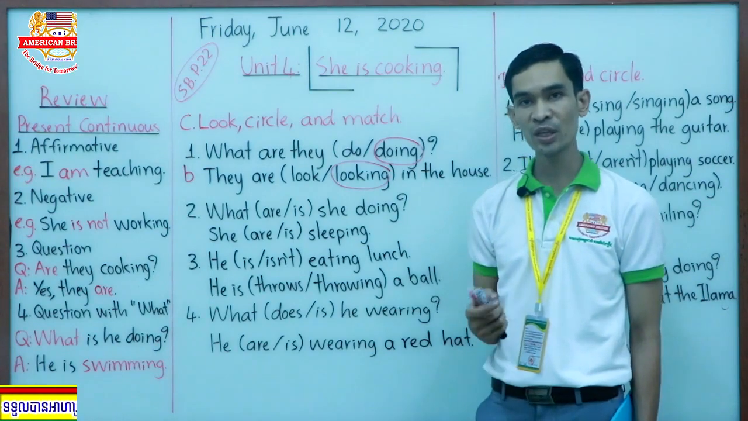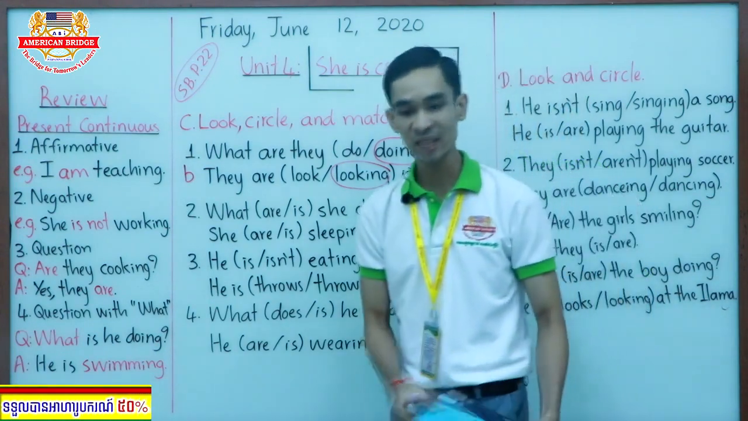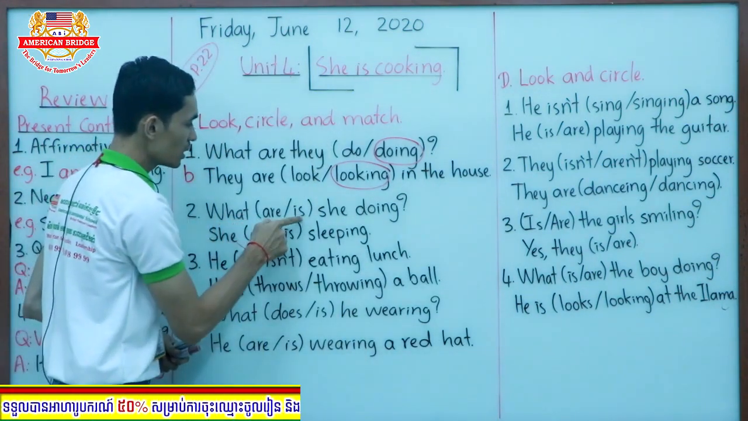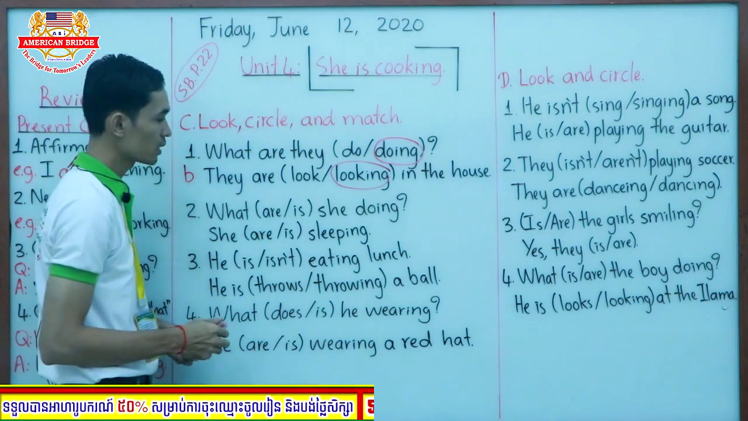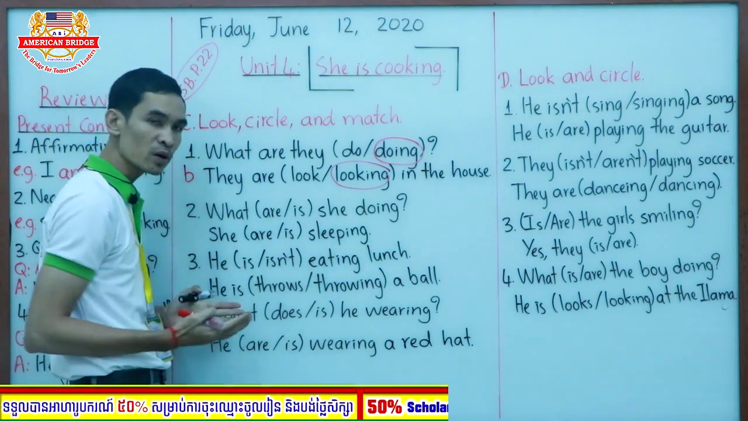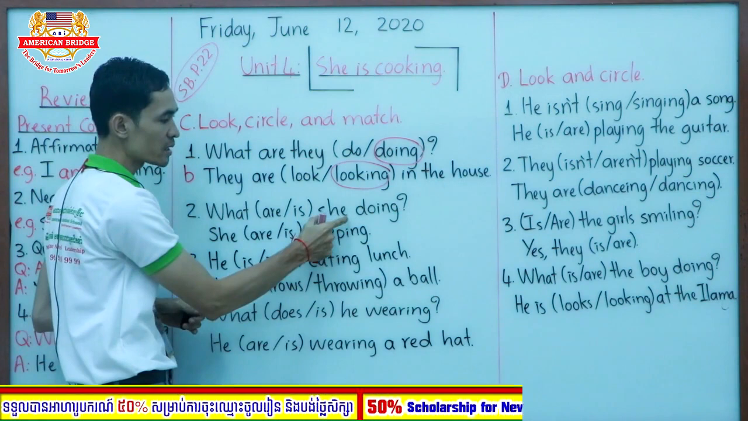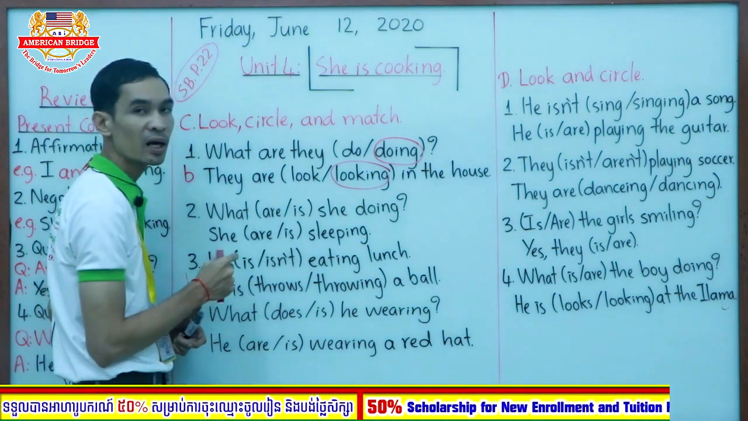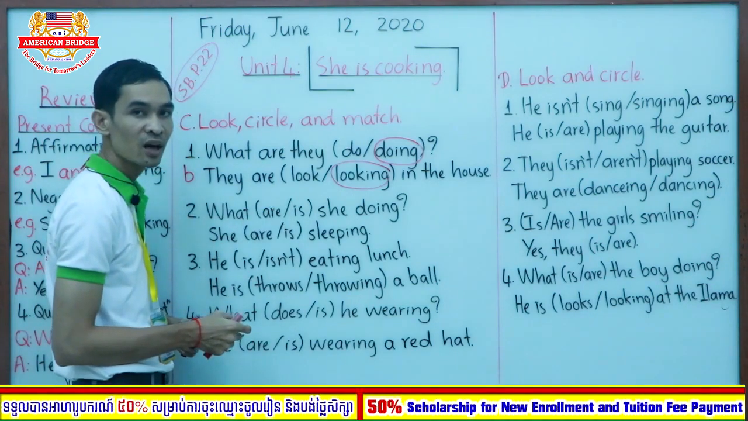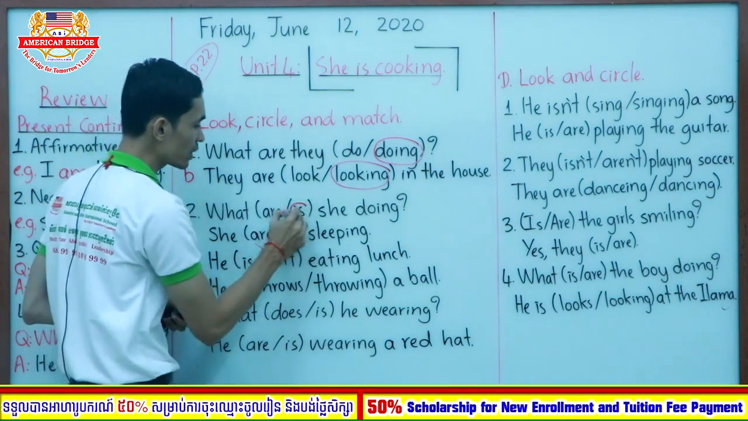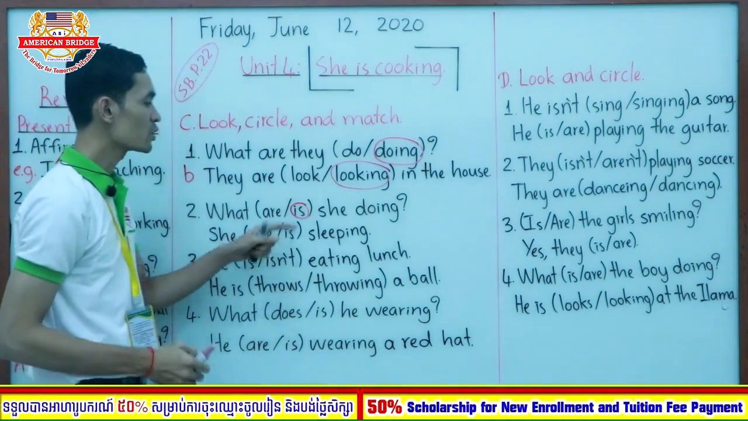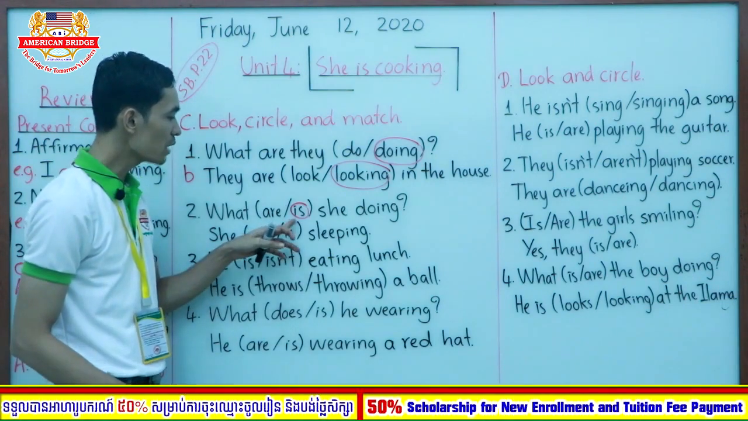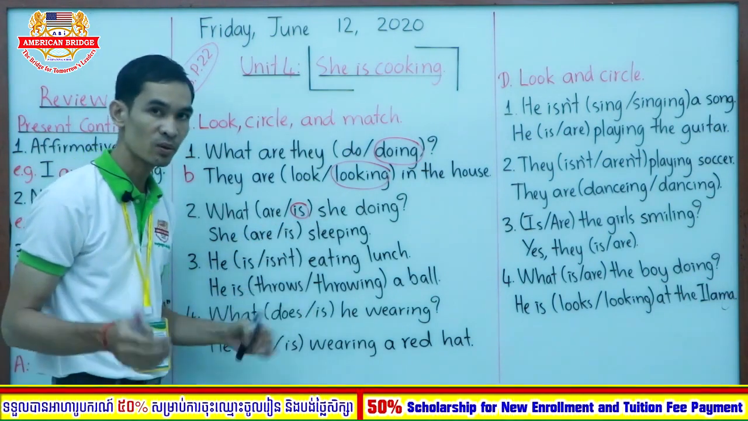Finish? Good. Okay, so now let's check your answer with me. What are or is she doing? Okay, you want to choose the correct answer, you look at the subject. The subject is she, right? So she use with is or you with are? Okay, very good. She use with is, right? So you circle is. What is she doing? You use is because the subject is she, right?